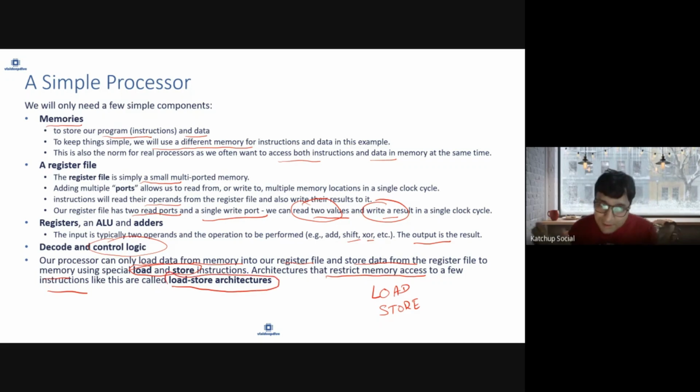Okay, so we can now design a simple processor which will have memory, register files, ALU, adders, logical operation functions, and then decode and control logic. Our processor can load from memory into a register file and store data from the register file to memory using special instructions known as load and store instructions. And this kind of architecture, which only allows writing to and reading from memory based upon special instructions, is also called a load-store architecture.